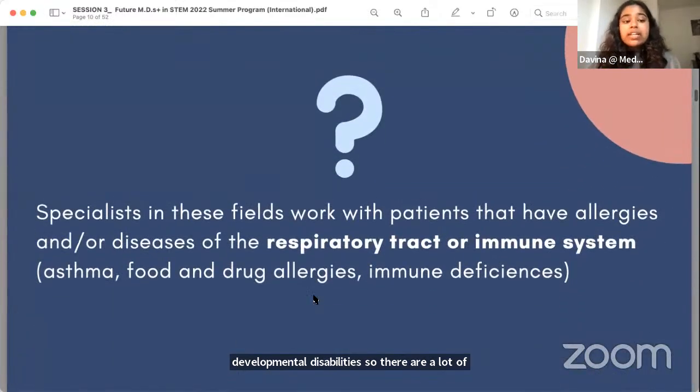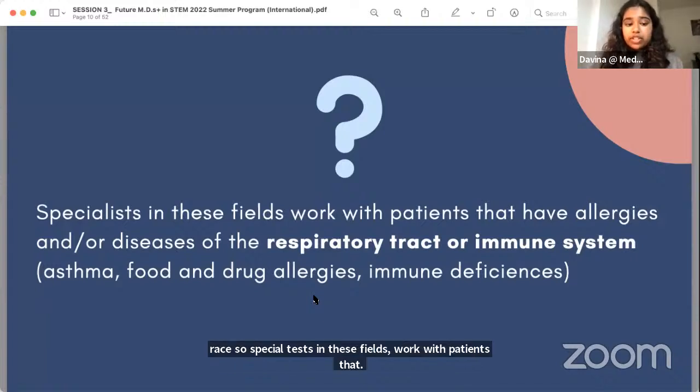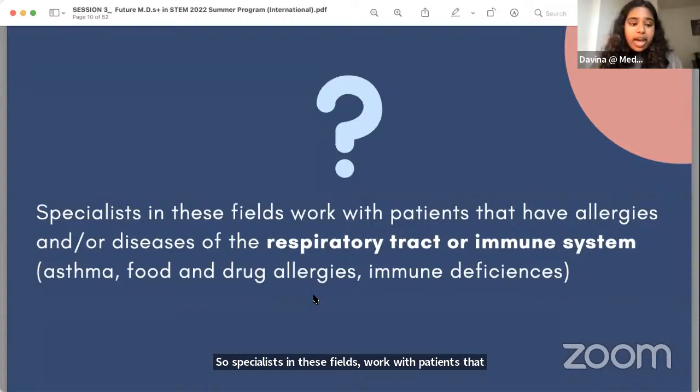Okay, the next little race. So specialists in these fields work with patients that have perhaps conditions or diseases of the respiratory tract, immune system. So that could be asthma, food and drug allergies, or perhaps even immune deficiencies.